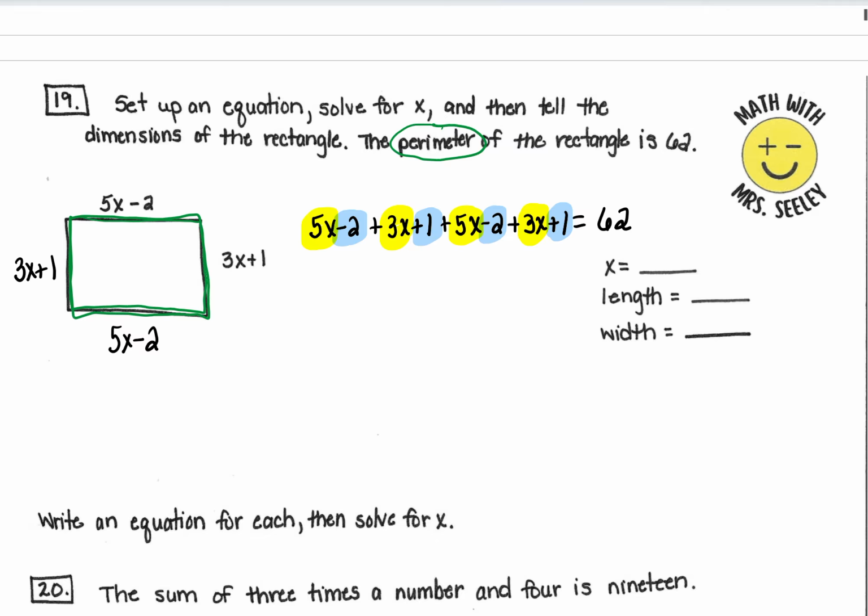So putting my x terms together, 5 plus 3 is 8. Plus 5 more is 13, plus 3 more is 16 on the x's. On my constants, which are just my numbers, negative 2 plus 1 is negative 1, and negative 2 is negative 3, plus 1 is negative 2, is equal to 62. All right, then we're just going to solve it. Add your 2 over, so add 2. And I get 16x is equal to 64.